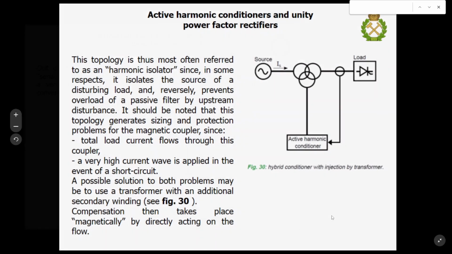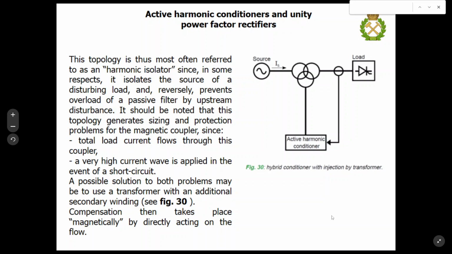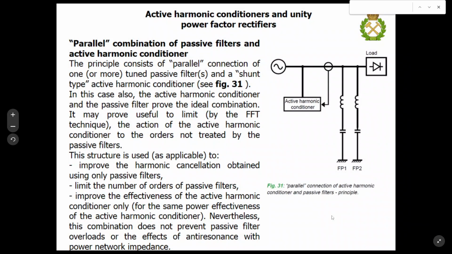When we have a several windings transformer, the first secondary winding is intended to connect the active harmonic conditioner, and the second winding is intended to connect some non-linear load. Also, you may meet the current harmonic active conditioner, which is connected in parallel with several types of passive filters intended to correct some canonic harmonics, for example, fifth harmonic or seventh harmonic.